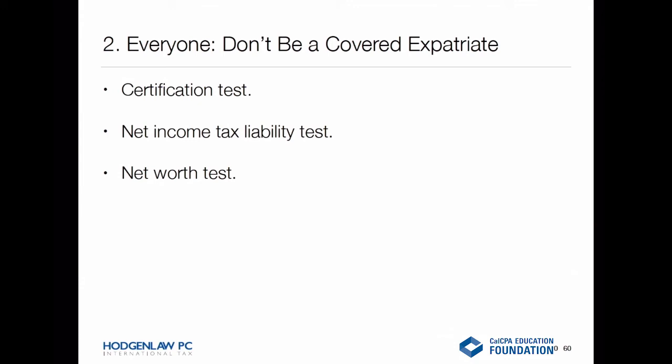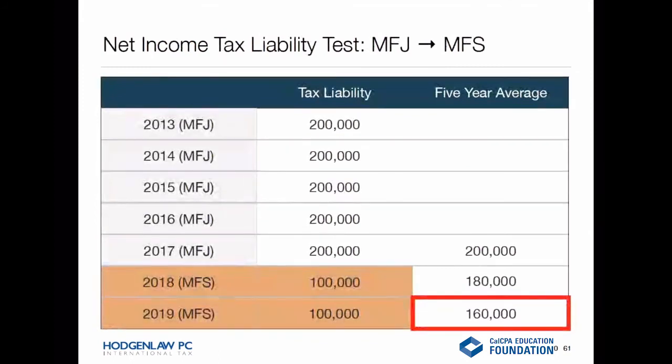Other ways not to become a covered expatriate: make sure you do not meet the net income tax liability test, and make sure you do not meet the net worth test. So let's take a look at some ways to approach those issues. So one way you can do this is by managing what years you choose to file jointly and file separately if you happen to be a married person.